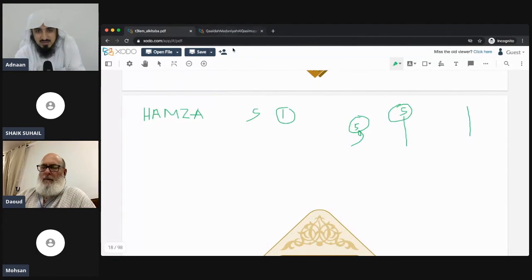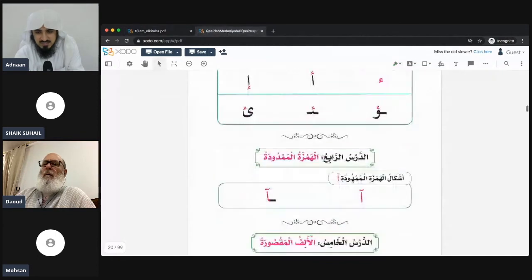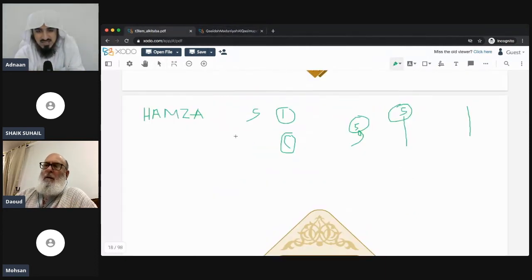Okay. Number 2, this Hamzah, sometimes we have to pull it, right? We have to pull the letter. So it's called Al-Hamzah Al Mamdoodah. So look here. Can you see? This is your cue. This line, this little wave here on the top. The minute you see that, this is called Al-Hamzah Al Mamdoodah.